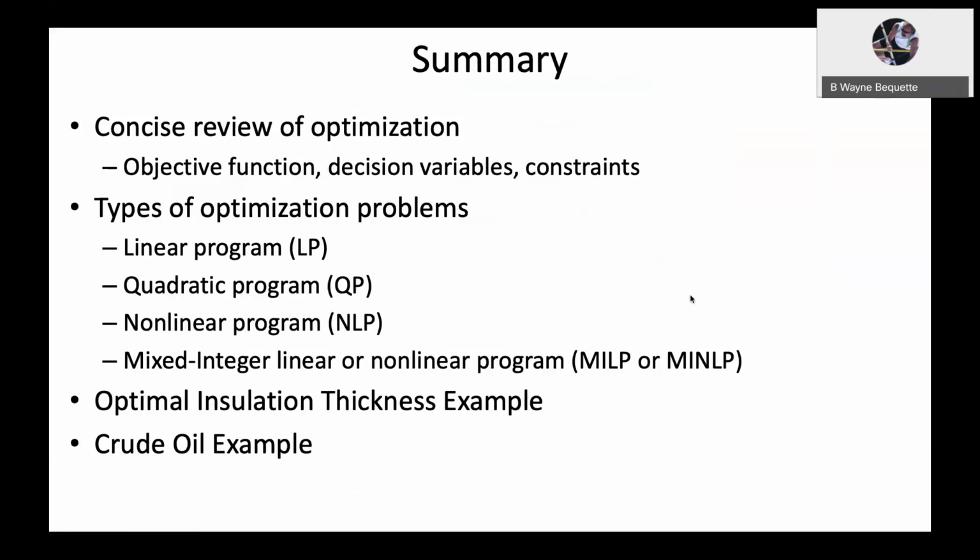To summarize, we gave a concise review of optimization. It's important for you to understand what an objective function is, what the decision variables are, and what constraints are. There are 4 classic types of optimization problems: the LP, QP, NLP, and the mixed integer or nonlinear program. We did an optimal insulation thickness example and then presented a crude oil example.